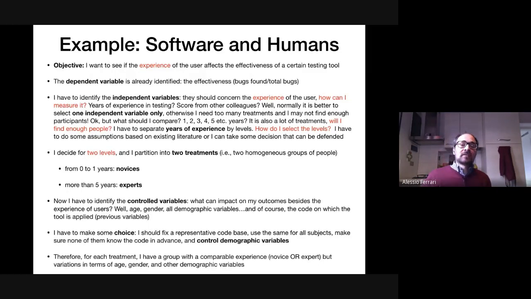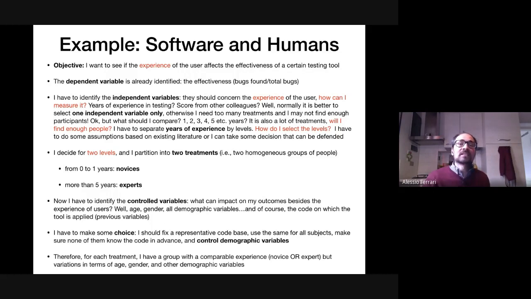Now I have to identify the control variables. Again, the question is the usual one: what can impact my outcomes besides the experience? Here, I don't have the code, I don't have the objects, but I have people. So in this case, I can have age, gender, demographic variables. How old are they? Where do they come from? Where did they study? From which company are they coming? And of course, again, the code on which the tool is applied. So, the other previous variables.